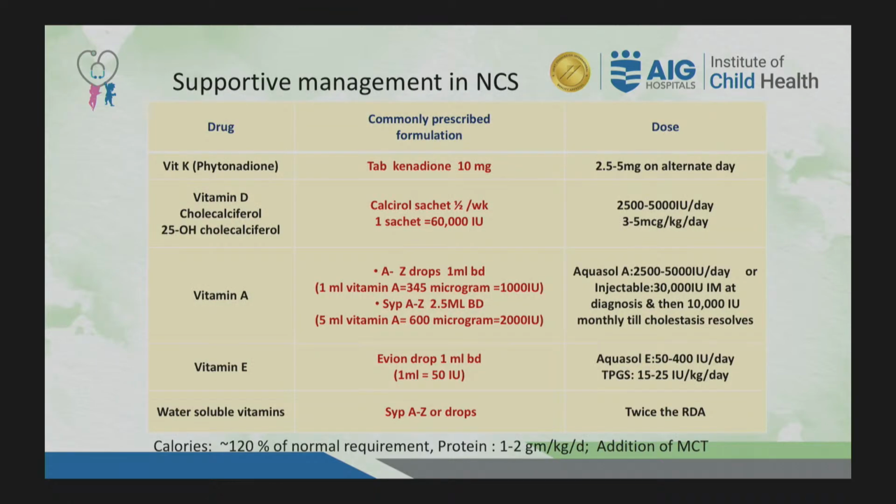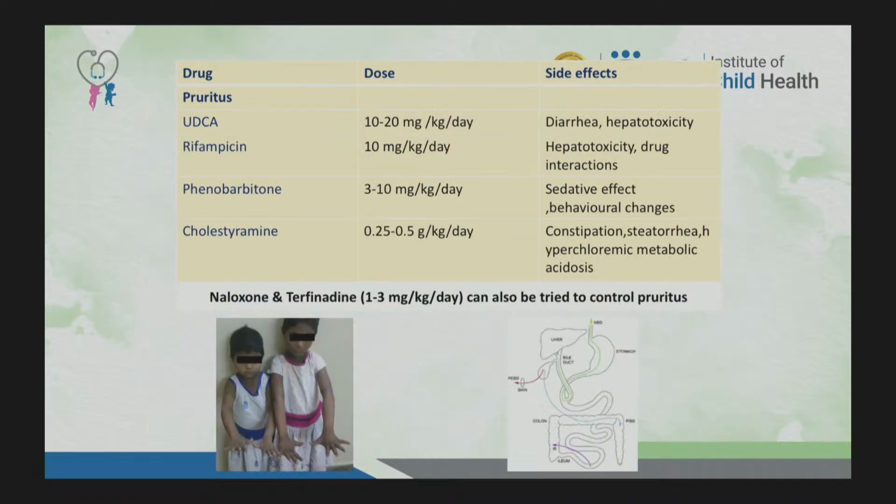So these are the common drugs we use to support neonatal cholestasis babies: vitamin K, vitamin D, vitamin A, vitamin E, and water soluble supplementation. Child may require 120 to 150 kilocalories, normal requirement, and protein 1 to 2 grams per kg per day. You need to use MCT oil, 1 to 2 ml per kg per day. You can give in 2 to 3 divided doses.